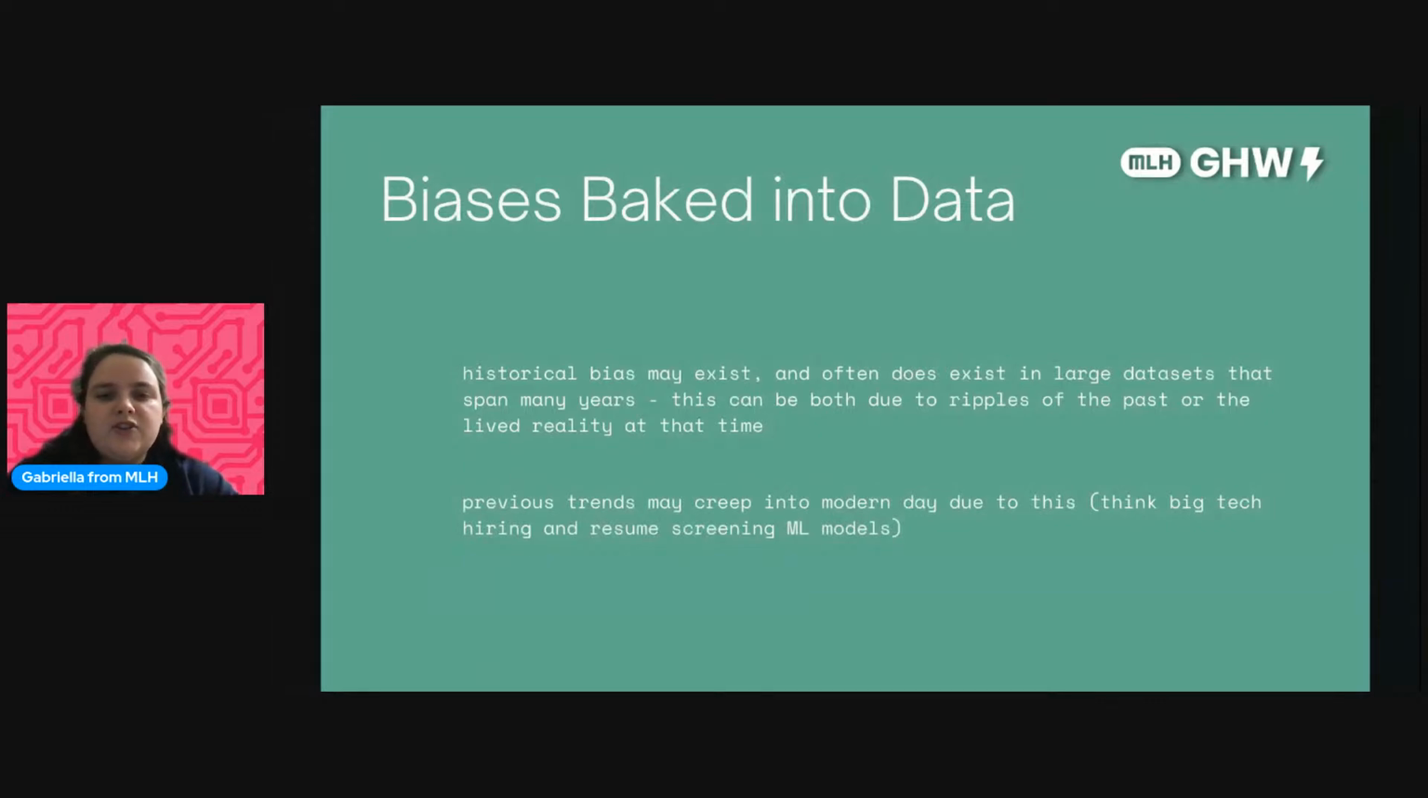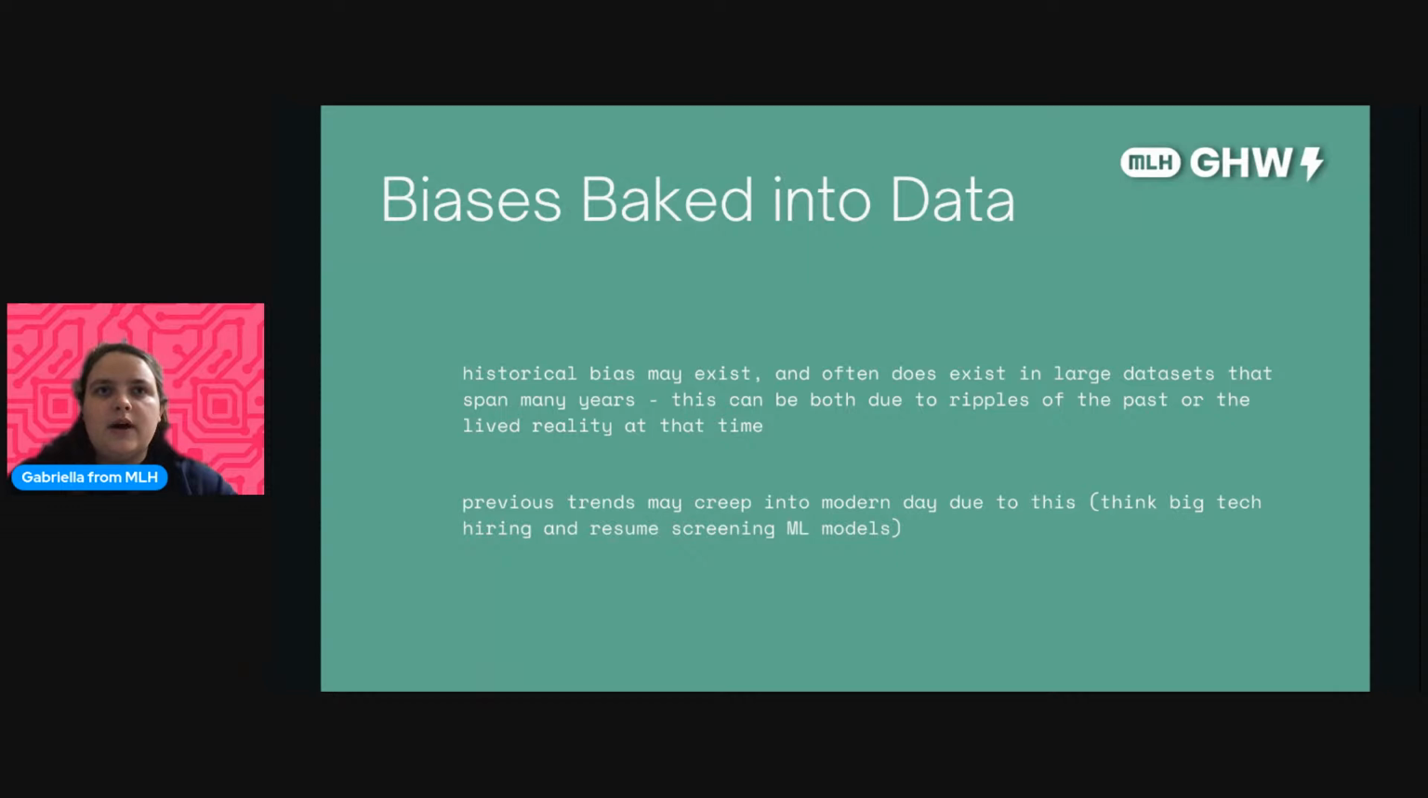Tying into this, previous trends may creep into modern day data. Think, for example, about big tech hiring and resume screening machine learning models. Some tech companies in the past have tried to use machine learning models to screen through resumes. A lot of companies do this. And essentially, it wasn't able to work correctly. It was just pre-selecting for the largest group of engineers they'd had in the past.